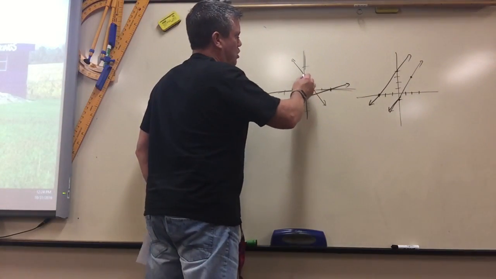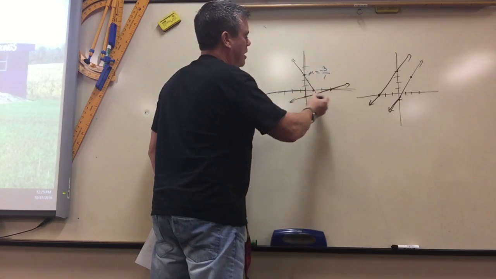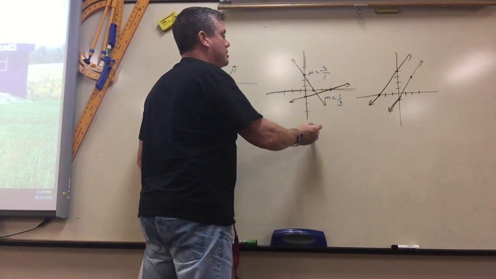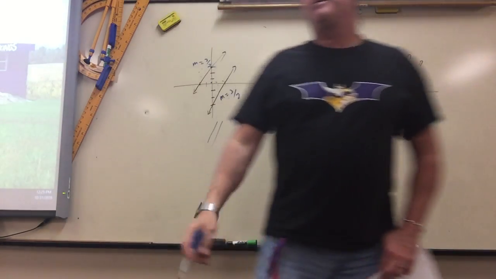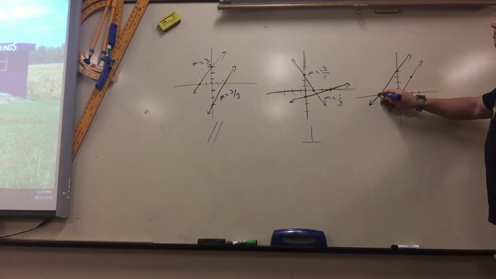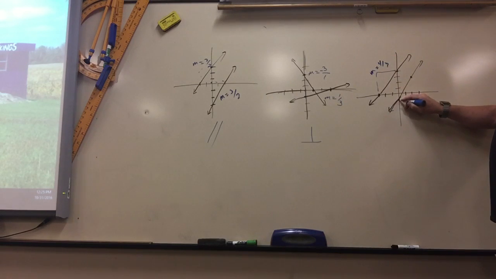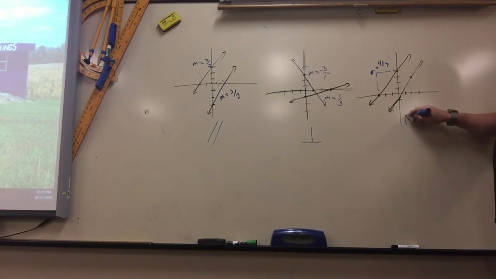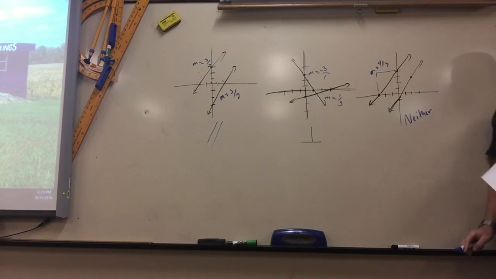This slope here goes down 1, 2, 3 and over 1. This one goes up 1 and over 3. So that is perpendicular. They're opposites and they're reciprocals. Here, this goes up 4 and over 3. This one goes up 3 and a half and over 2. So that's neither.